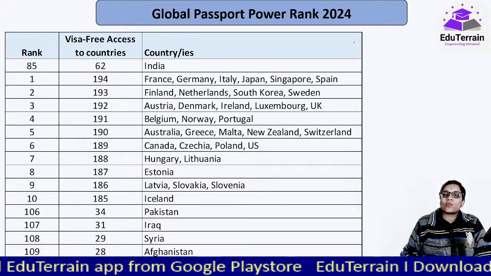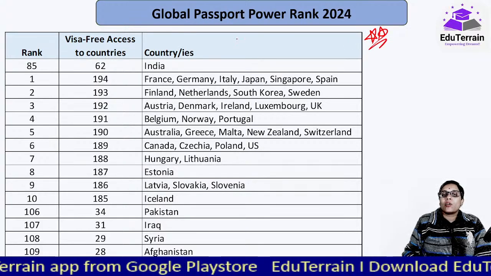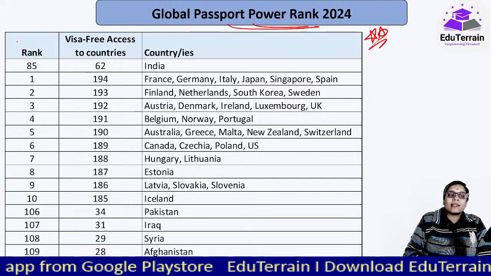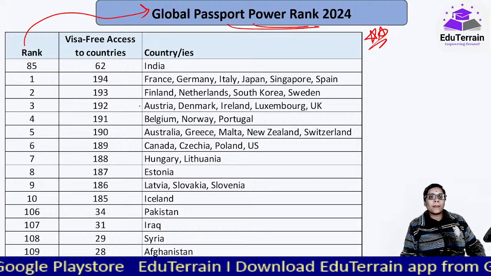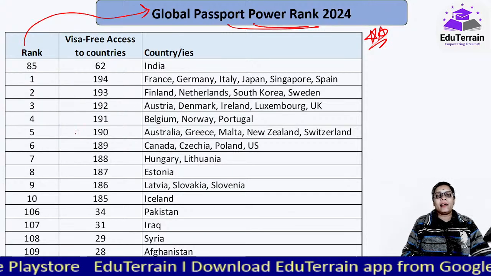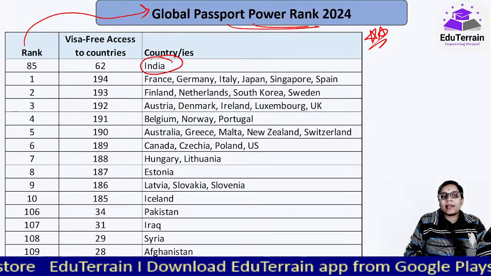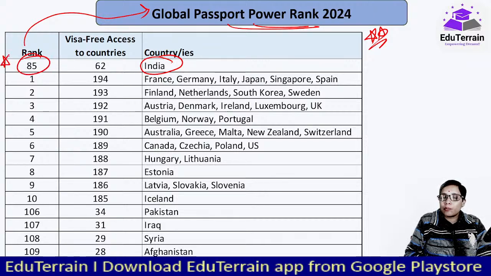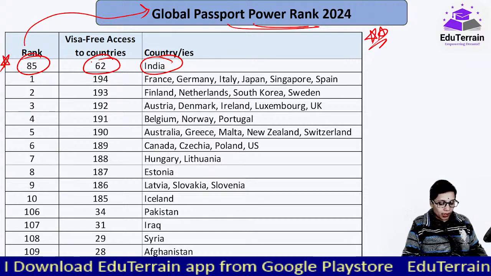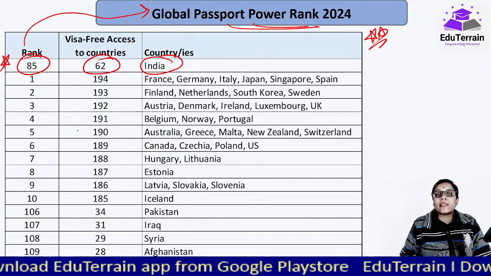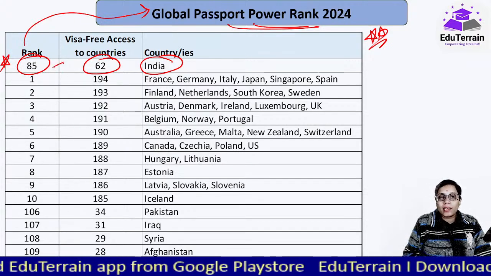Now this table is what we were talking about, the global passport power rank. This is the rank of the Henley Passport Index only. Accordingly, India's rank: India ranks 85. This is important. What is India's rank? And visa-free access to how many countries? That is to 62 countries. Important. All these figures.